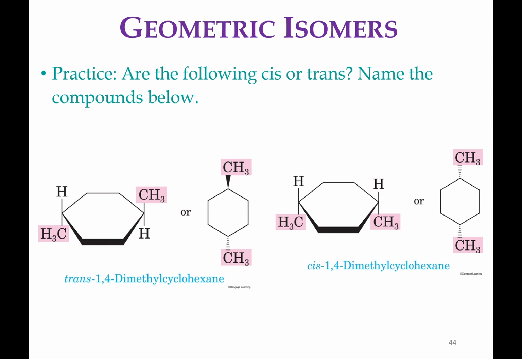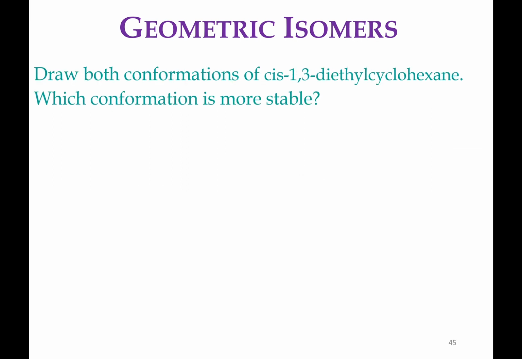So cis on the same side of the ring and trans on opposite sides of the ring. But this isn't in your notes either. I put this slide in here. I want you to draw both conformations of cis 1,3 diethyl cyclohexane. So which one is more stable? Putting all this together. Pause it and try it, and then come back and come through the slides with me.